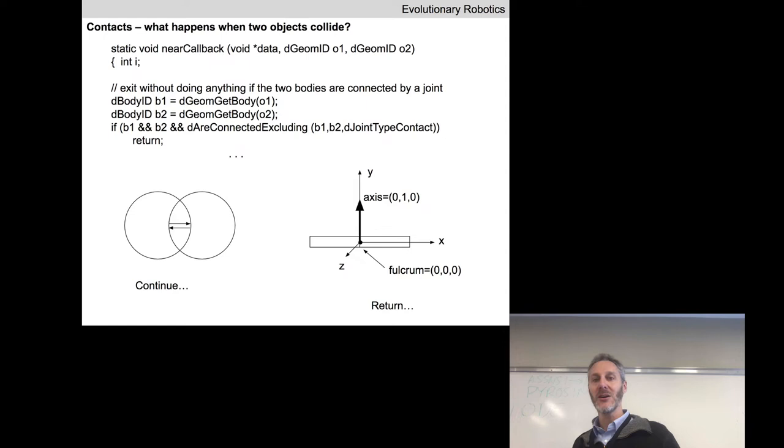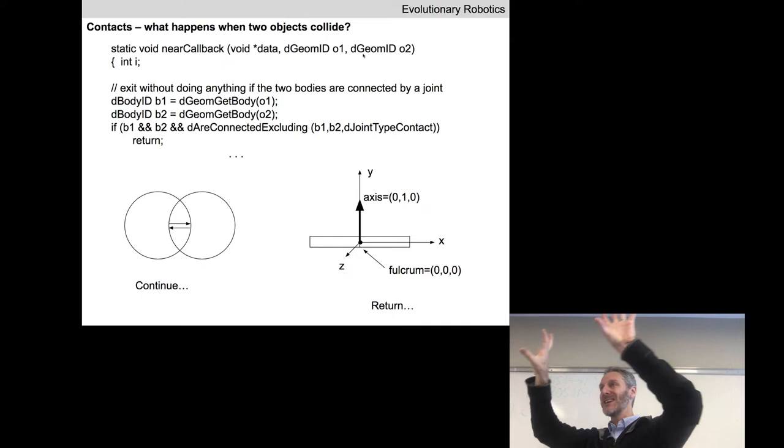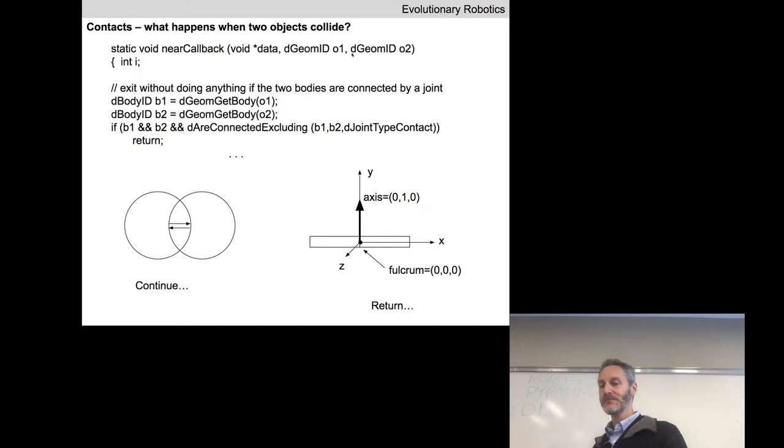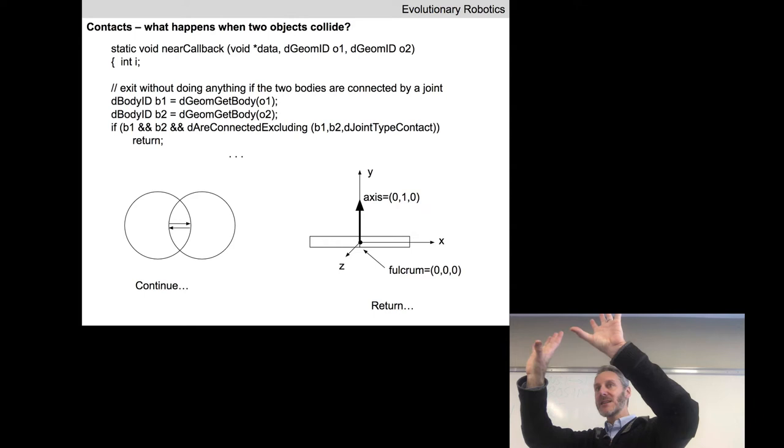So the moment at which ODE detects a pair of objects that weren't in collision with one another at the previous time step, and now they are, it calls near callback. And you'll notice that when the near callback function is entered, it receives two geoms, which are the two skins that have come into contact with one another, O1 and O2. We are then going to query ODE and get back the bodies that are associated with those geoms. So ODE has detected two skins that have come into contact. We want the bodies associated with these geoms, which we're going to store in B1 and B2.